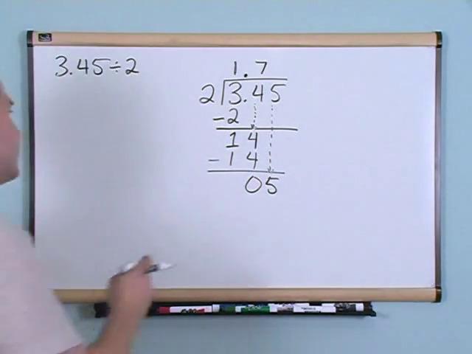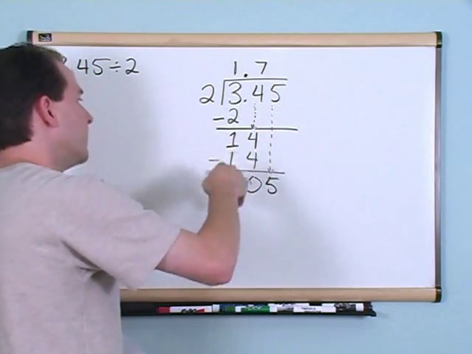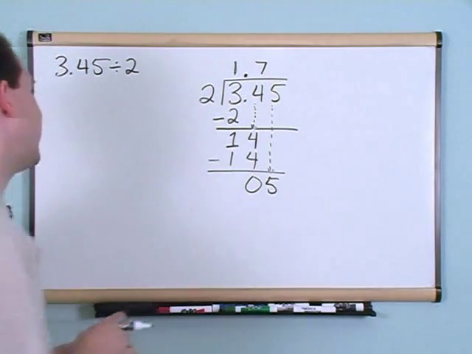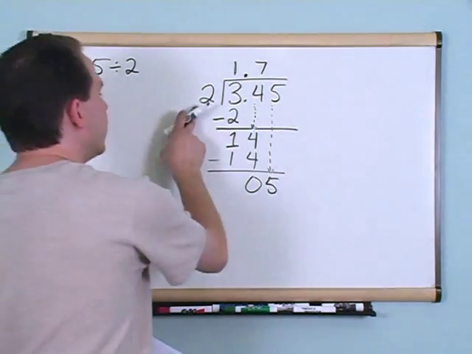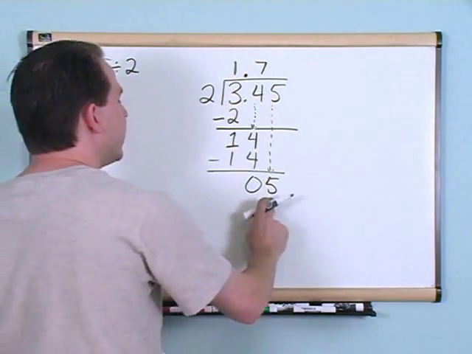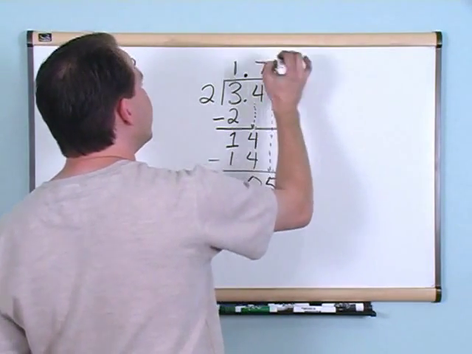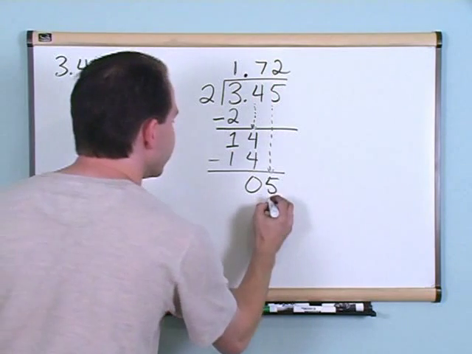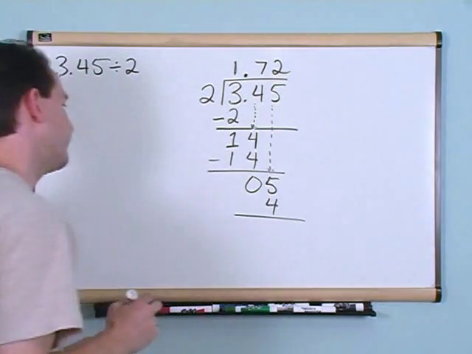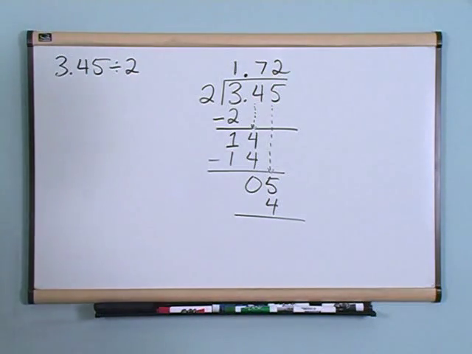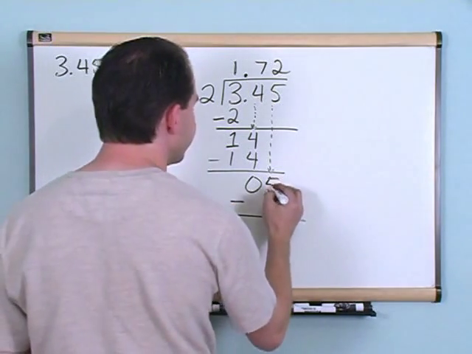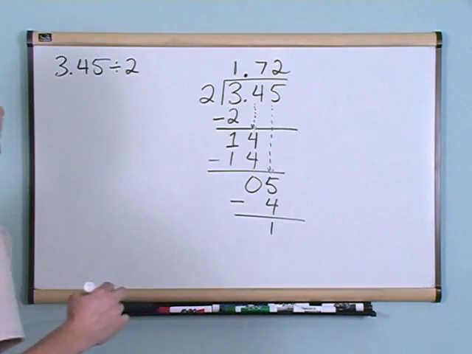Okay, we're allowed to drop down one number from the next column anytime you can't divide what you have here, okay? We ask ourselves, can 2 be divided into 5? The answer is yes, it can go 2 times, because 2 times 2 gives us 4. And we subtract, like always, 5 minus 4 gives you 1.